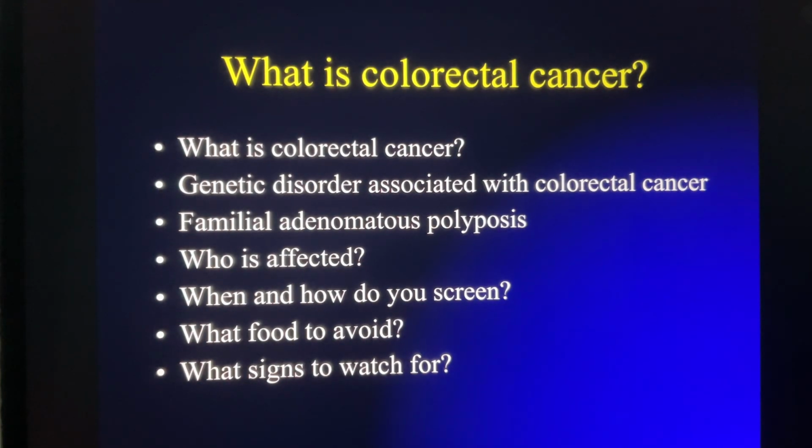I'm going to look into what is actually colorectal cancer. I'm also going to investigate the genetic associations that are linked to colorectal cancer. Who is affected by colorectal cancer? When and how do you even screen? What food should you avoid? What signs should you watch out for? Okay, so it's going to be a short video, but we are going to touch on quite a few things that are very important when it comes to colorectal cancer screening.